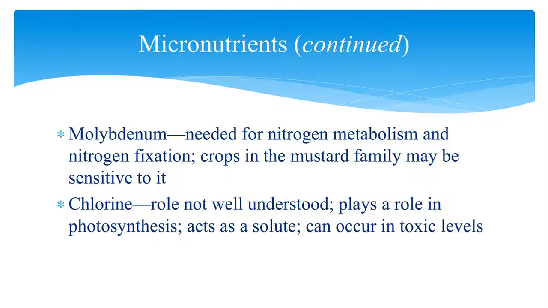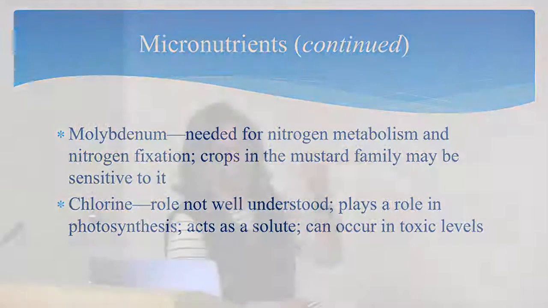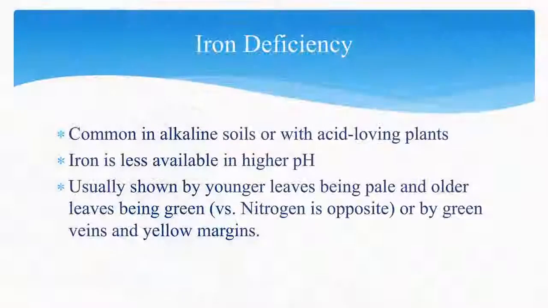Molybdenum is needed for nitrogen metabolism and nitrogen fixation, which is done by a bacteria that lives on the roots of our acacias and other things. The bacteria are the ones that can fix the nitrogen and improve the soil. And then crops in the mustard family may be sensitive to that. Good to know. Iron deficiency, this is one you might run into if you're too alkaline. Our acid-loving plants aren't happy when they don't get that.